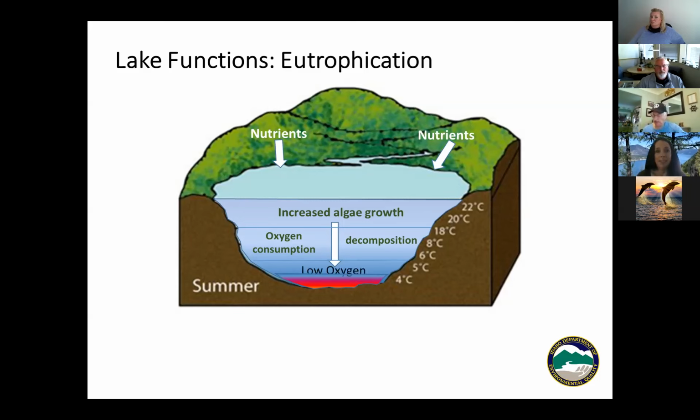So like I said, eutrophication is a natural process, but if we're introducing more nutrients from the watershed into the lake, then we would have even more algae growth, and then more decomposition and more oxygen consumption. And so then you're exacerbating this eutrophication process by introducing more nutrients from the watershed.